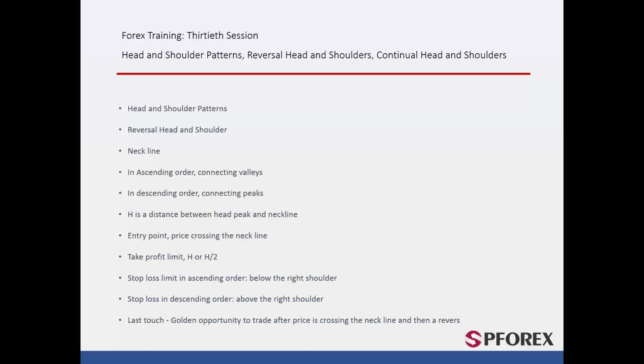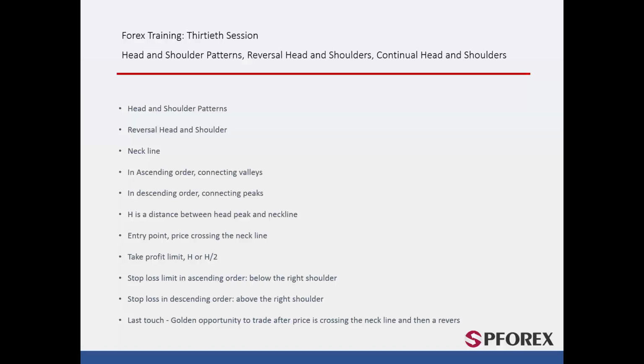H height. A vertical line between the head summit and neckline in a downtrend, or head bottom and neckline. Entry price. Order entry price is the point where the neckline crosses the market price. Take profit. Take profit equals H or half of H value. Stop loss. In decreasing mode, stop loss is above the right shoulder peak point, while in increasing mode, the stop loss price can be placed under the right shoulder valley.